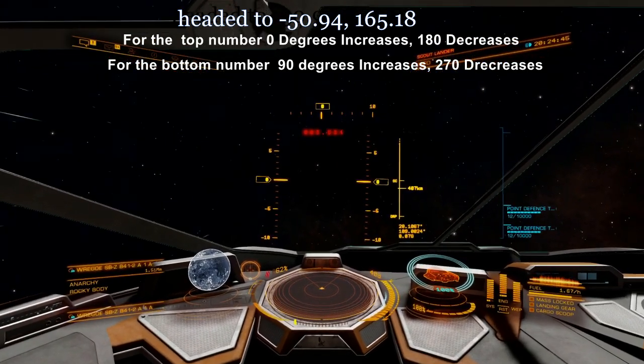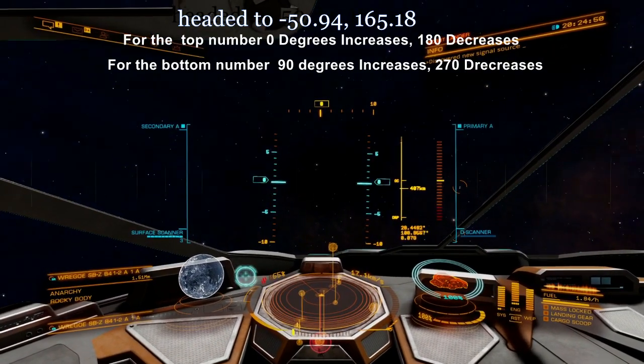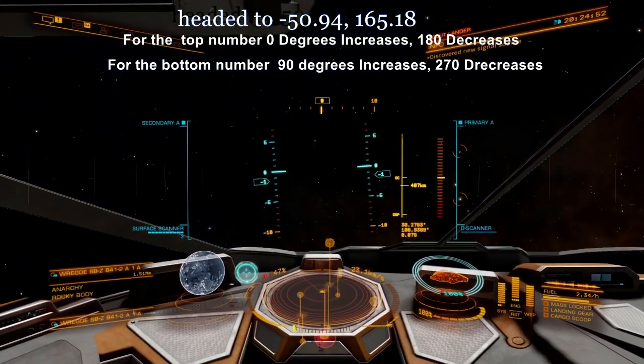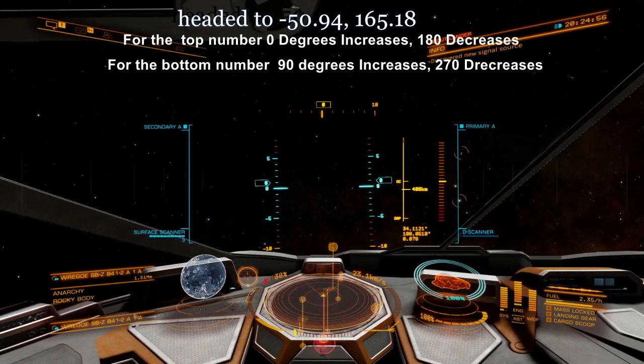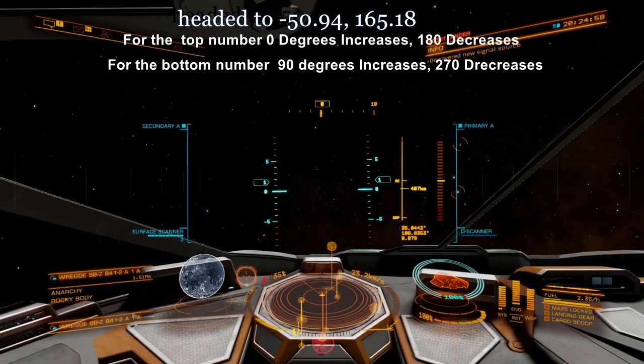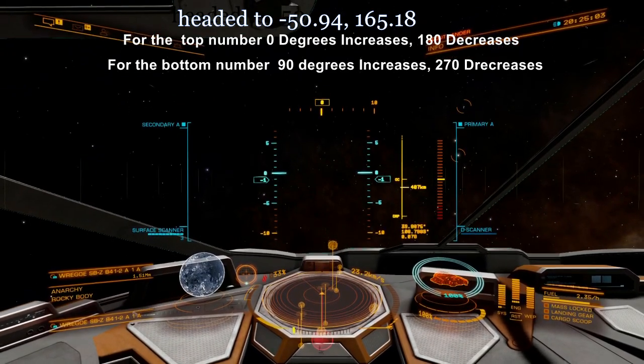4, 3, 2, 1, engage. Alright, so I'm going real slow. And if you notice that the top number is moving relatively faster than the bottom number. That's because we're moving at 0 degrees.